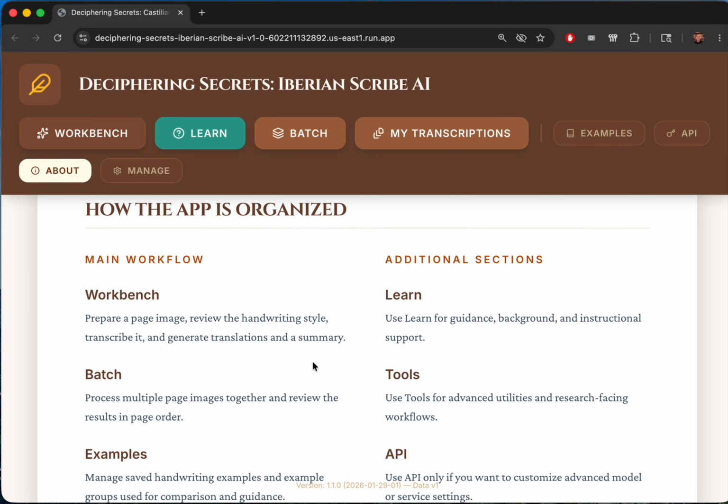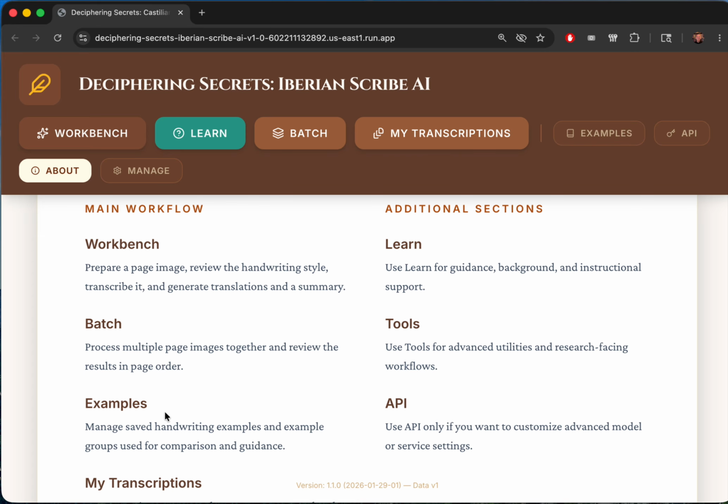You can learn more about how it's organized, but basically the key pieces are the Workbench, where you're working with individual folios. Batching is where you're working with multiple folios. The examples I just mentioned are embedded inside the application. This is why the application is so large, because they're large image files that preserve the examples of original manuscripts, artifacts and manuscripts from antiquity till the 19th century.